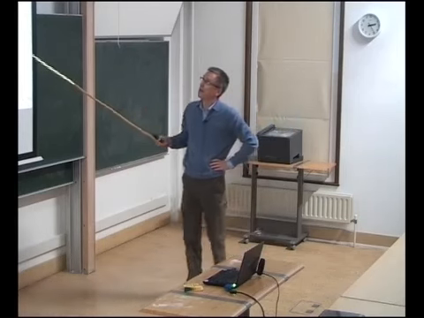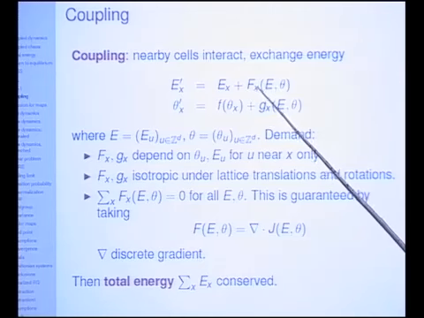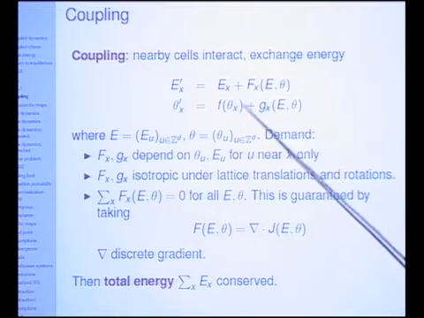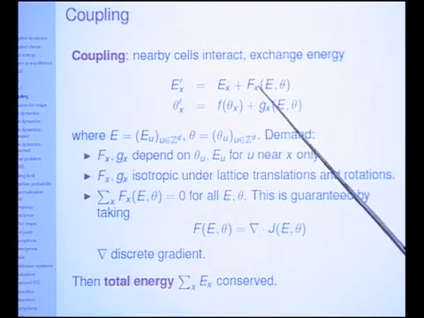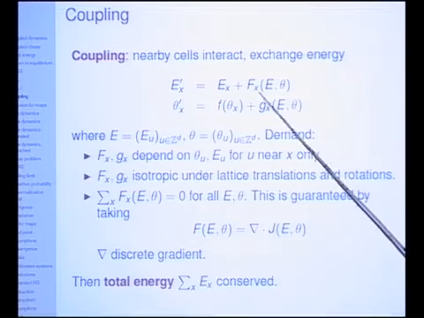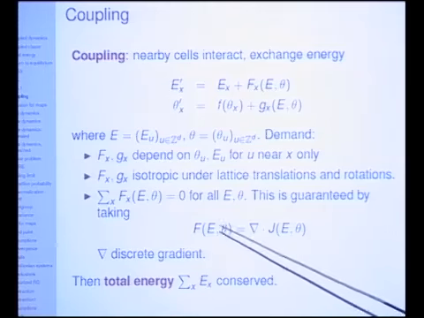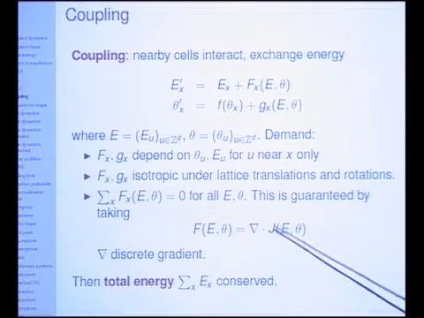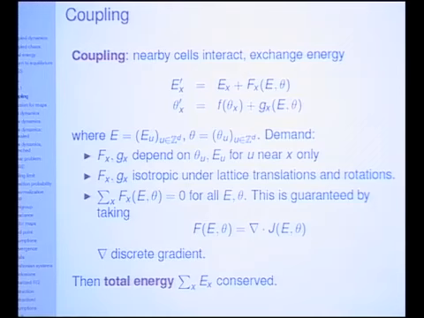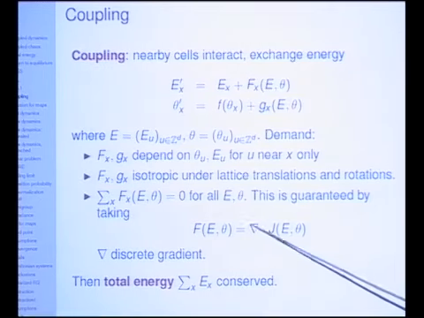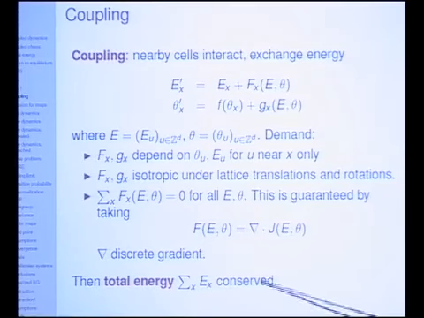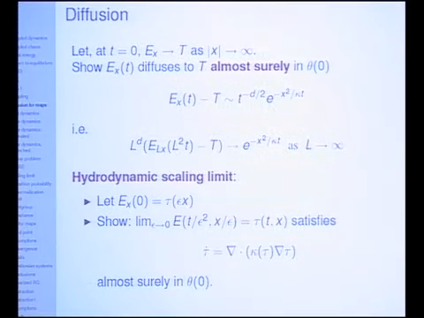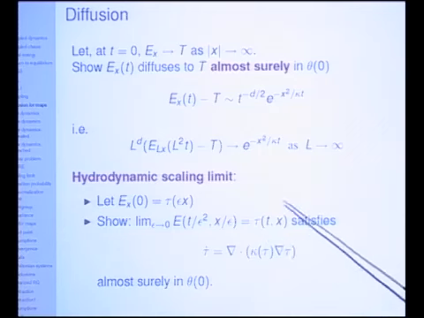They should be isotropic and invariant under translations and rotations, since I take my system translation invariant. And the only other condition I want to impose is that energy is conserved. Namely, that will be the case if these guys, no matter what the values here are, sum to 0 as I sum over the lattice. This is guaranteed, of course, if I take it to be a divergence of something. Here everything is on the lattice, so this is a discrete gradient. So then the total energy will be conserved.